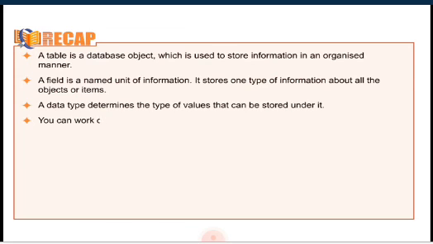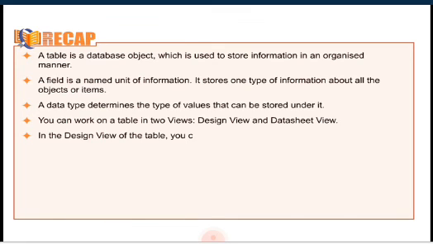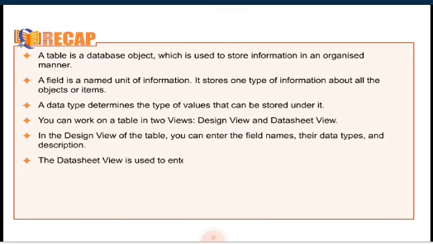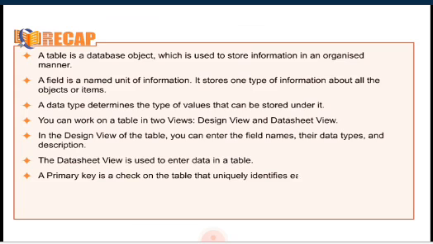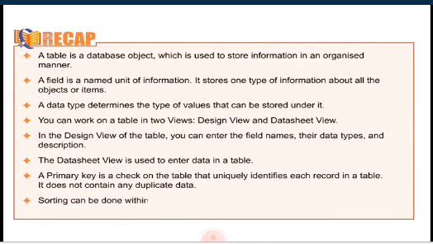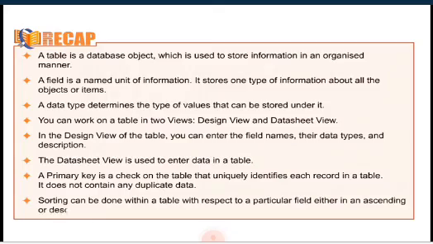You can work on a table in two views, Design View and Datasheet View. In Design View of a table, you can enter the field names, their data types, and description. The Datasheet view is used to enter data in a table. A primary key is a sort of check on the table that uniquely identifies each record in a table. It does not contain any duplicate data. Sorting can be done within a table with respect to a particular field, either in ascending or descending order.